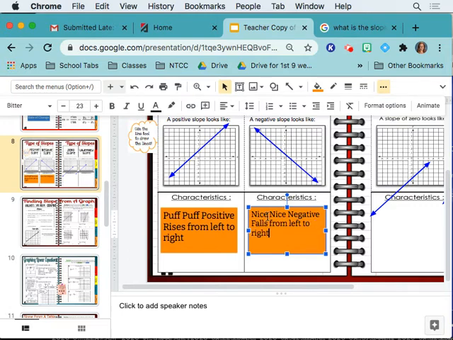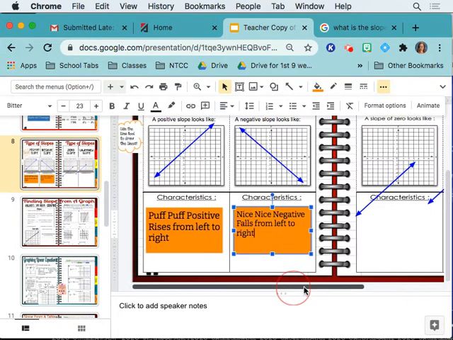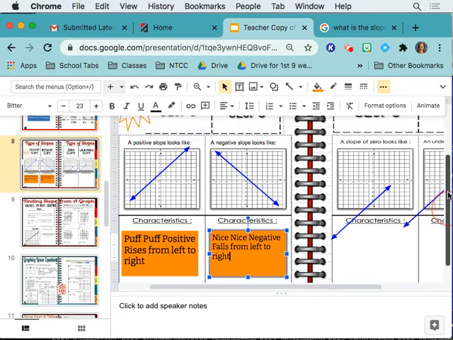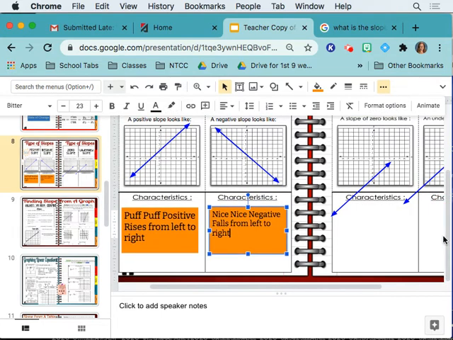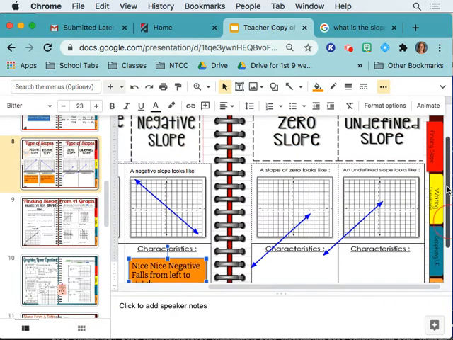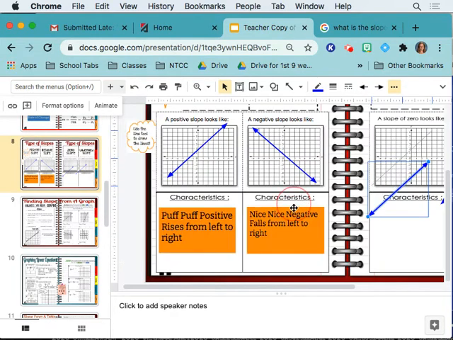And so with the negative slope, it's going to fall from left to right. So instead of rising, it's falling. All right. Next is our zero slope.